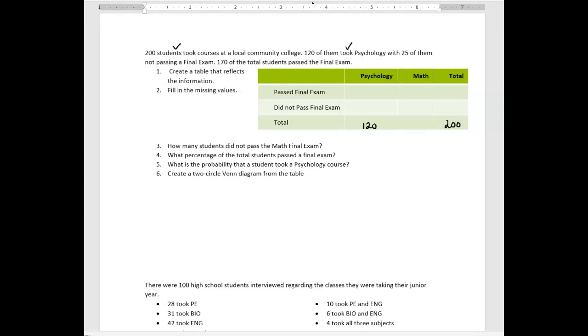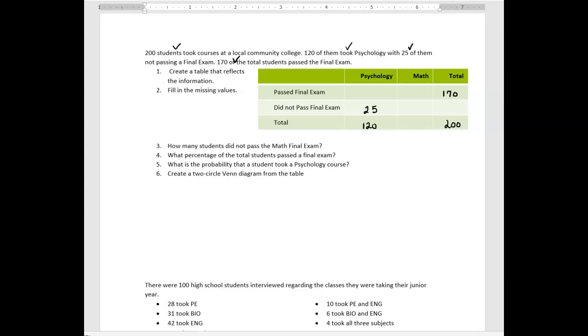With 25 of them not passing the final exam. So did not pass the final exam. Psychology is 25. And 170 of the total students passed the final exam. So here's our pass the final exam row, and we have 170 of them that passed the final exam. Okay, so that's what information is given to us.